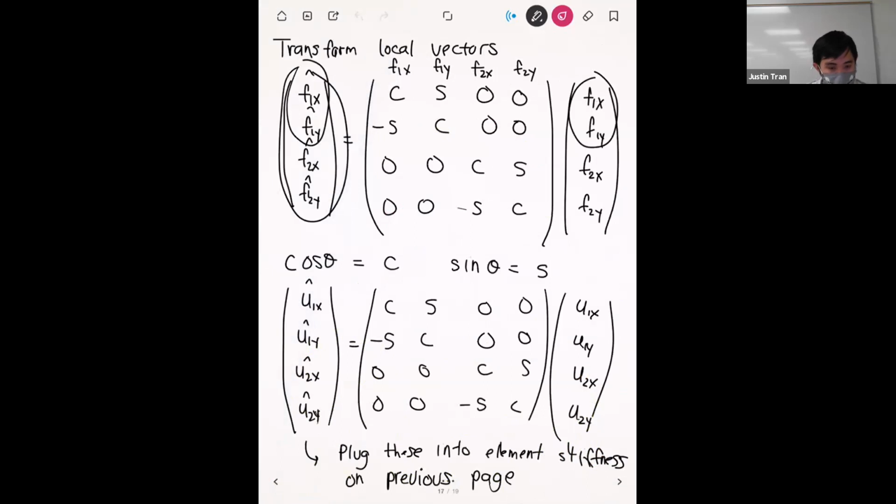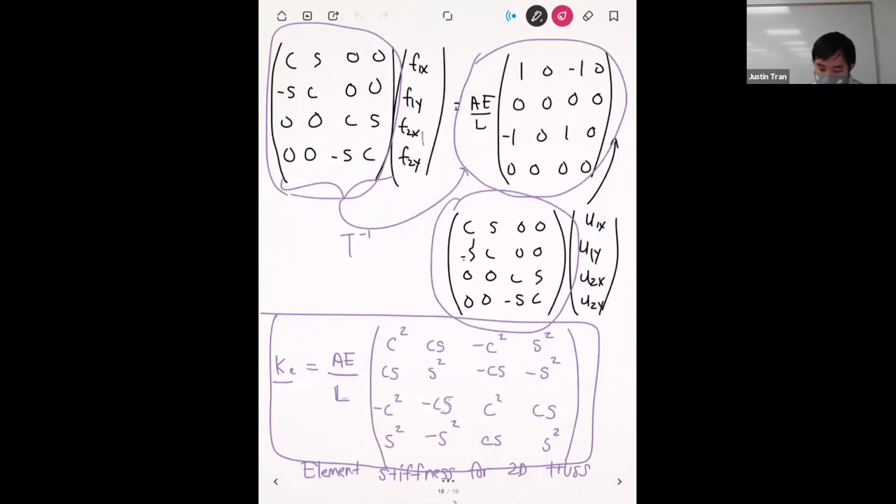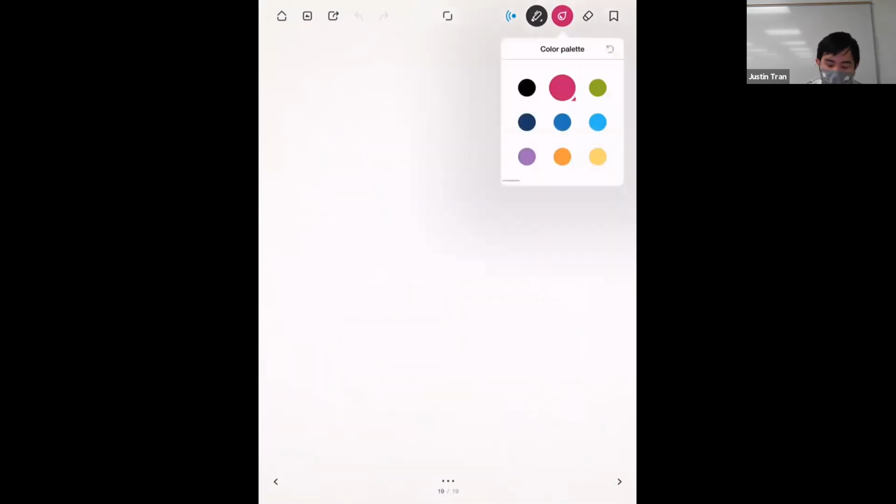All right, so let's do an example to show how this is done. We'll do an example where we just compute the element stiffness matrix for a truss, and then I'll do an example of working it into an actual finite element problem.